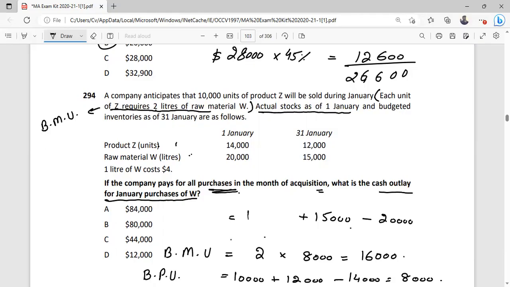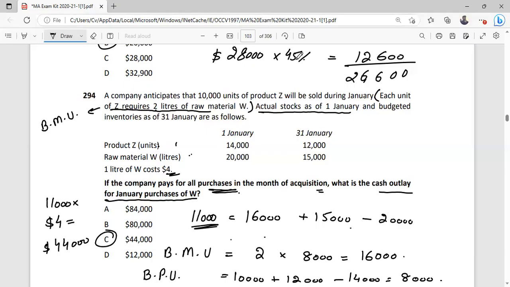So now you can calculate purchases: budgeted material usage plus closing stock of material minus opening stock of material. We have 11,000 as budgeted material usage. Now he is asking us to calculate in value terms. The amount for each liter is $4. So 11,000 into 4, we have $44,000 as the cost of material purchases, right? Any question? Okay.